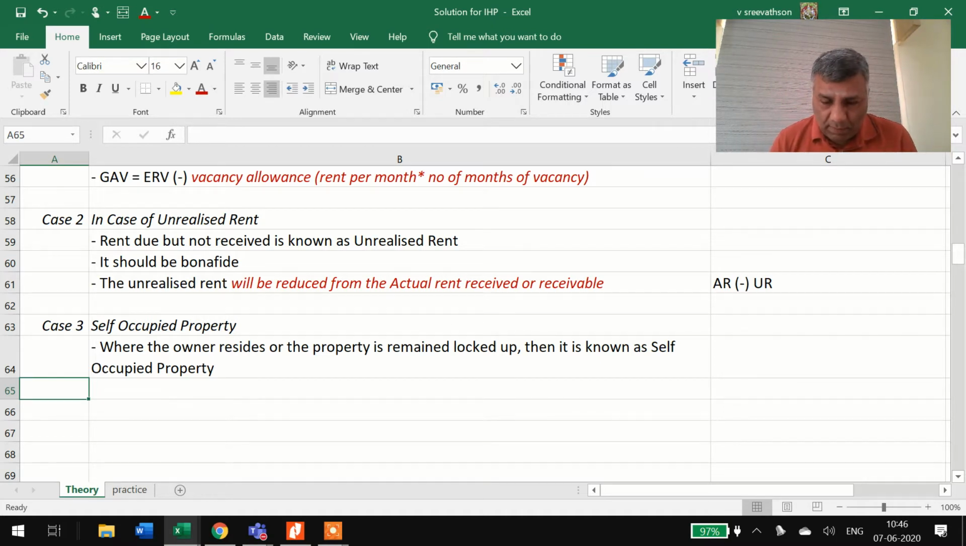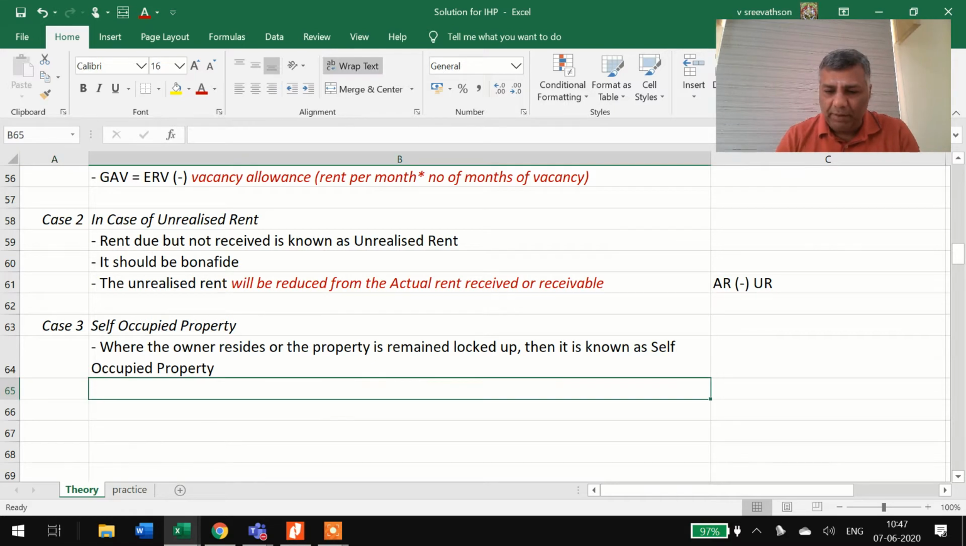Sir, then what's the difference between vacancy and the second case in self-occupied property? Her question was, what is the difference between vacancy and the owner locking up the property? Vacancy, my intention is to let out but no takers. Self-occupation, my intention is not to let out, but use it for my own purpose. Big difference. So, where the owner resides or the property is remained locked up, then it is known as self-occupied property.